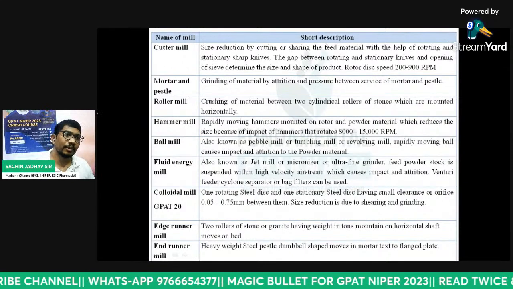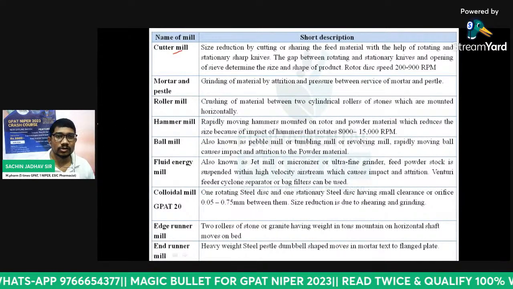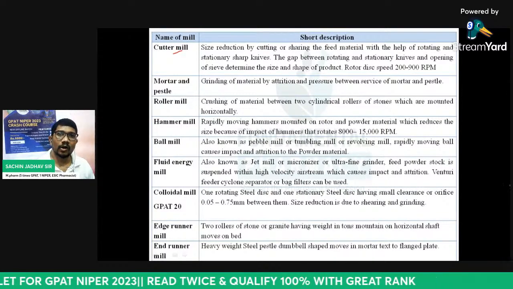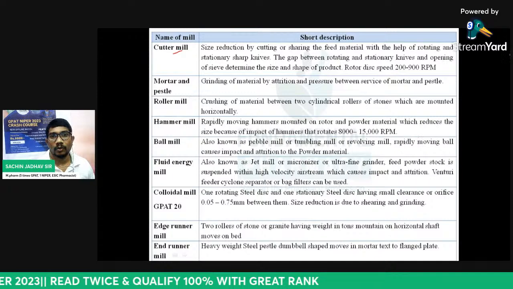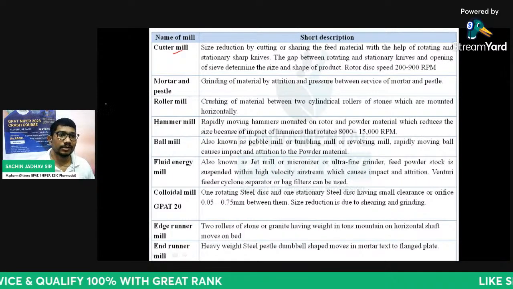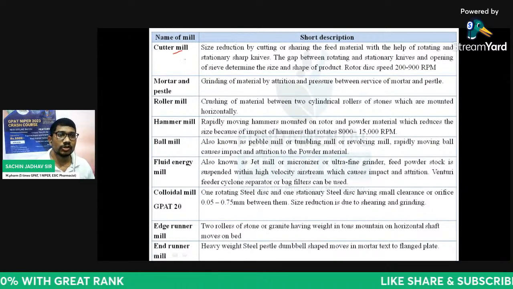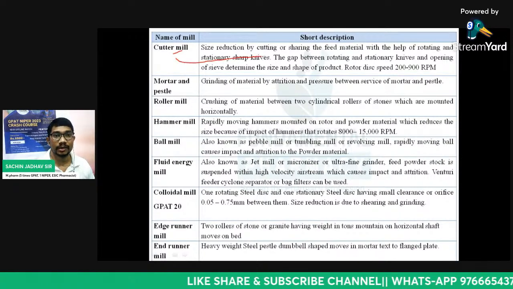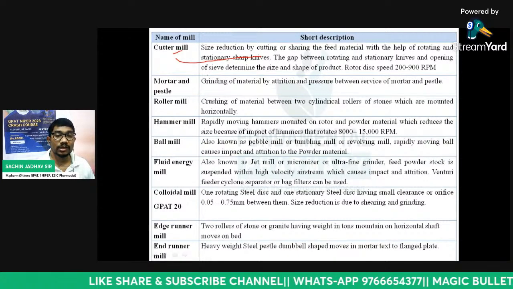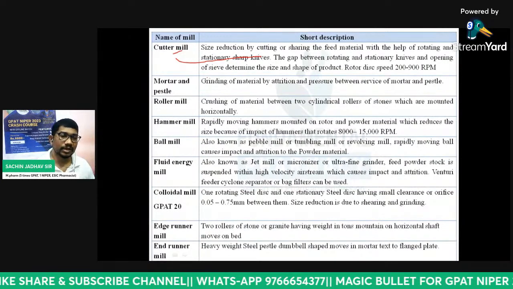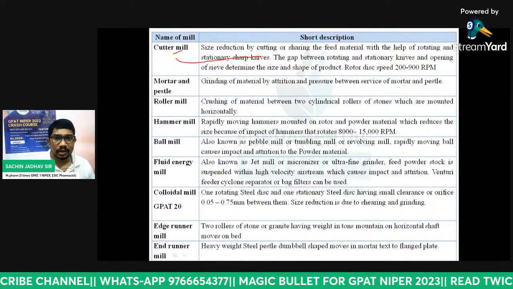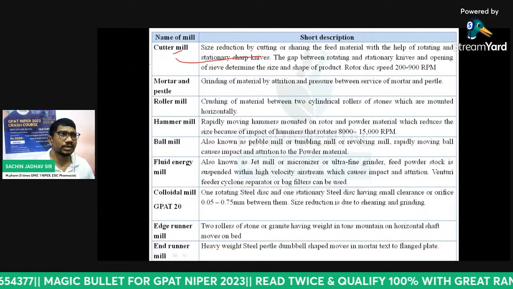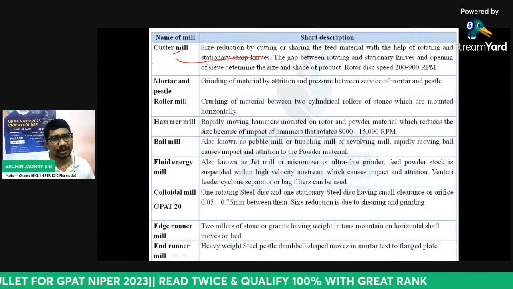Next part is nothing but the different mills and their short description. तो सबसे पहले है आपका कटर मिल, what is cutter mill, size reduction is done by cutting or shearing the feed material with the help of rotating and stationary sharp knives. तो कटर मिल में क्या रहेगा बॉस, कटर मिल में दो टाइप के knives रहेंगे, so one is known as stationary knives and one is rotary knives or rotating knives.